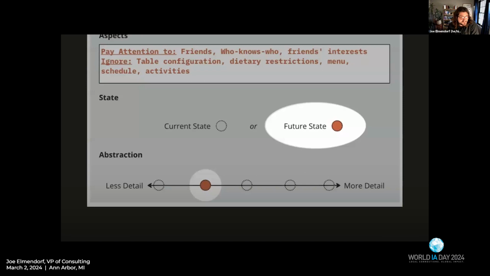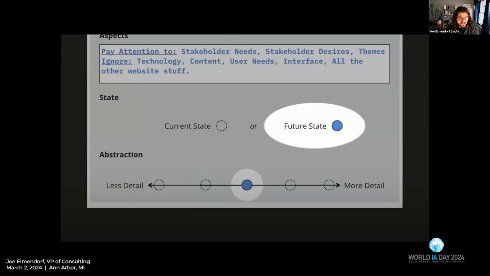So I've never had a dinner party before like this, and so I'm talking about one that is in the future. After my first dinner party, maybe I'll do a current state version that says, okay, how was it last time? And I can contrast that for next time. But right now, we're just talking about a future state thing that has never happened before. Same with the stakeholder needs model. We're talking about a redesigned website, the future state. What do these stakeholders want in the future?